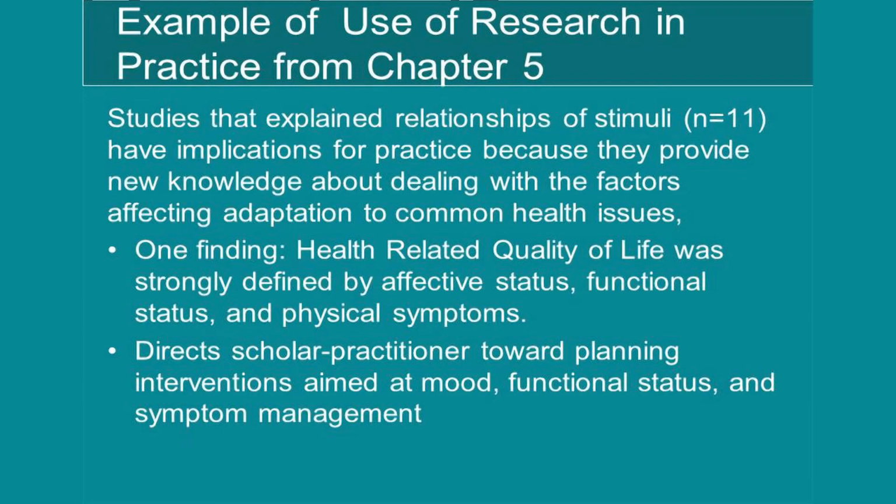Examples then of use of research in practice in Chapter 5. I will give you one case, one particular example that comes from Chapter 5. The studies that explain relationships of stimuli, that was 11 studies, have implications for practice because they provide new knowledge about dealing with the factors affecting adaptation to common health issues. For example, one finding was health-related quality of life was strongly defined by affective status, functional status, and physical symptoms. Therefore, this would direct the scholar practitioner towards planning interventions aimed at mood, functional status, and symptom management. This is just one example, and throughout the book there will be many.